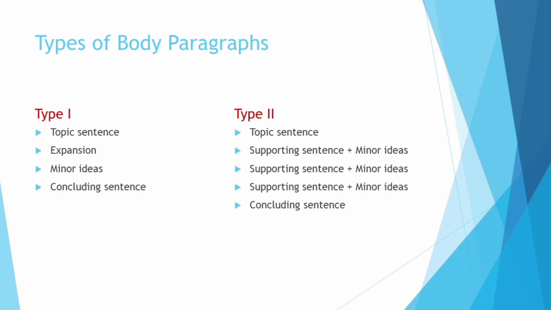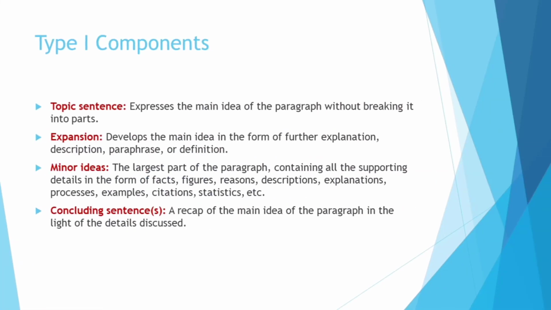And you could have between 3 to 9 units of a supporting sentence and its minor ideas, depending on the length of your body paragraph and the kind of essay that you're writing. And then you finish with a concluding sentence. As you can see, the structure is a little bit more complicated, but because you're breaking all the information and the details that you have into smaller units, it is possible to organize everything in a way that your readers understand everything better. Now, let's look at each type and discuss the internal structure and look at examples.